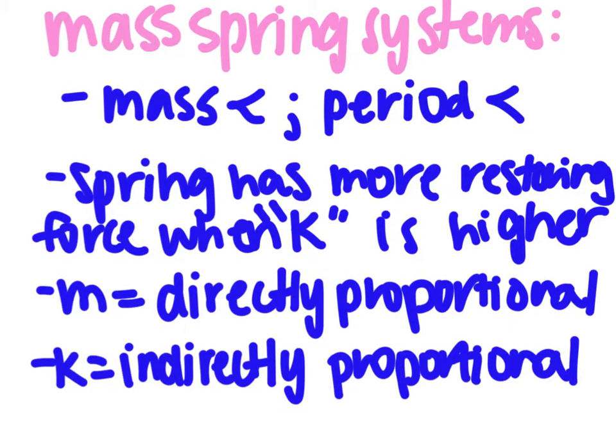So the fourth part of section 11 is mass spring systems. A few important things that I'm going to review here: the first one is when mass is decreasing, the period is also decreasing. Also, the spring has more restoring force when K, the spring constant, is higher. And also, M is directly proportional while K is inversely proportional.